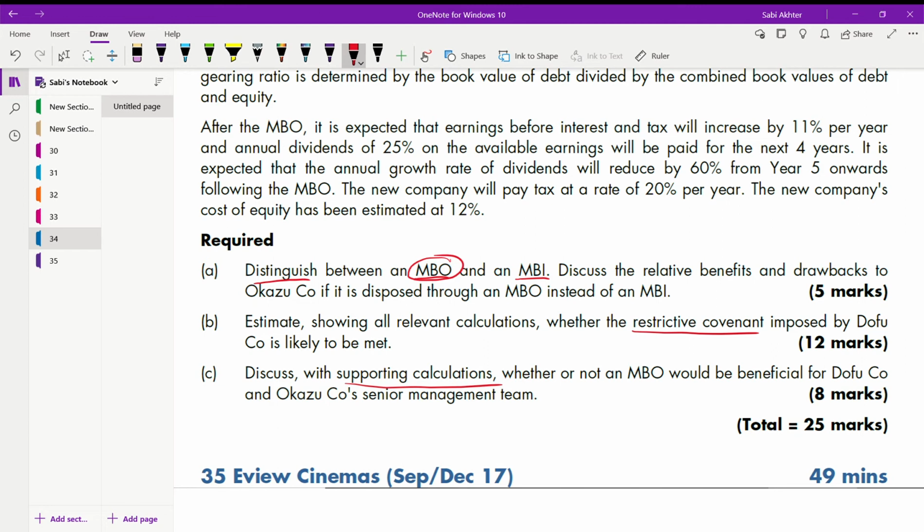The reason is for you to support when you are discussing whether MBO would be beneficial to the company. See, here they are not saying it generally. They are saying MBO would be beneficial to the senior management team. Specifically, they are telling benefit to whom. So you have to give specific benefits, not general benefits like in part A.